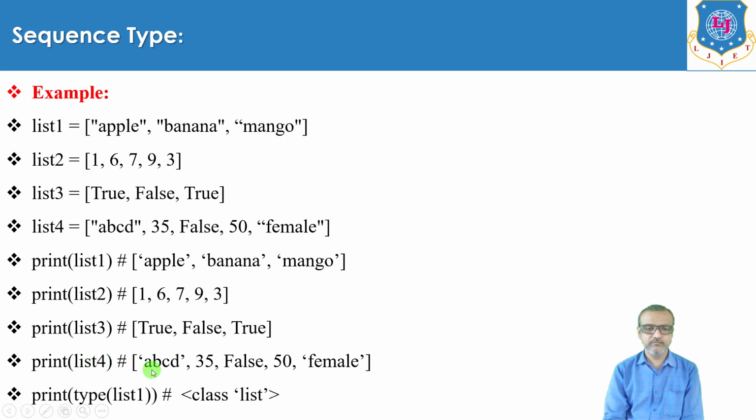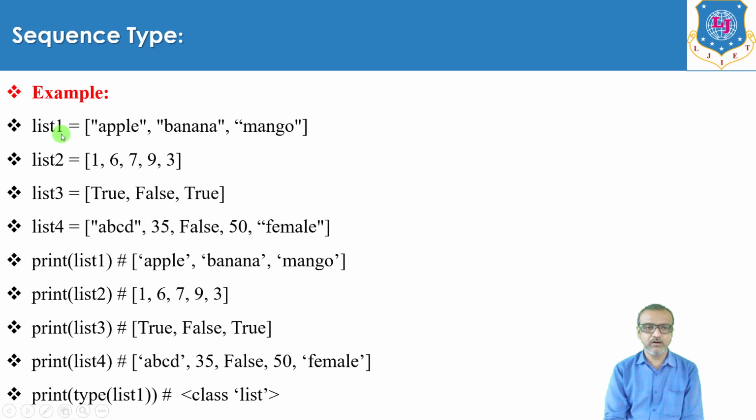Print of list 4 will give us the elements of list 4, that is all these elements: ABCD, 35, false, 50 and female. But just keep in mind the type of all these lists is nothing but list. Obviously over here we have all elements as strings. Here we have all elements as integers. Here we have Boolean data types. Here we have heterogeneous objects.